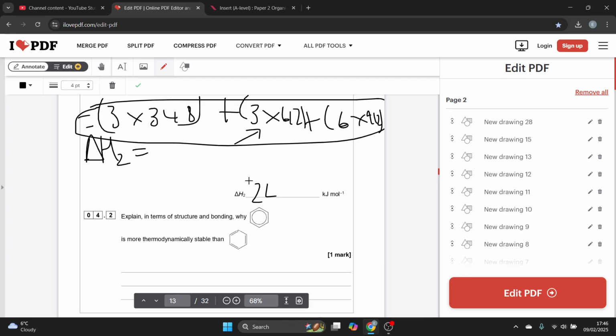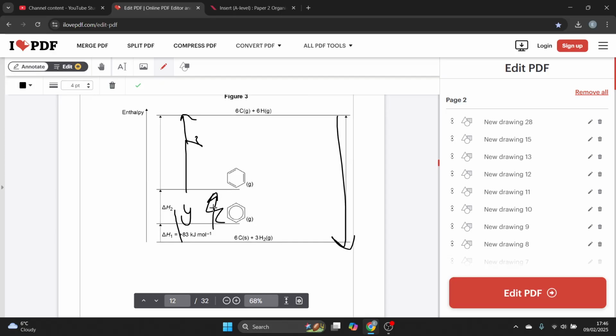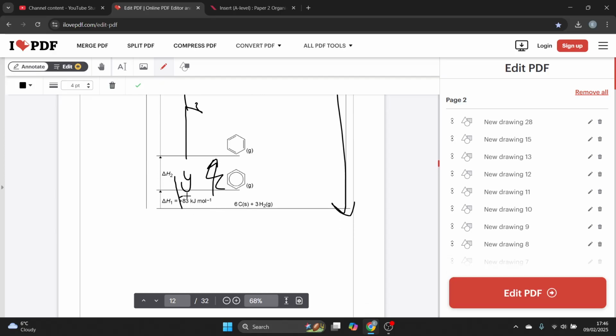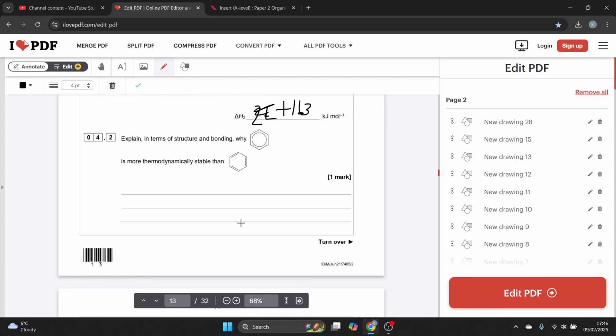No. I also need to minus the 83 as well, because this way I'm saying this is equal to that, so then minus 83 as well. 163. That's positive. Explain in terms of structure and bonding why this is more thermodynamically stable than that.